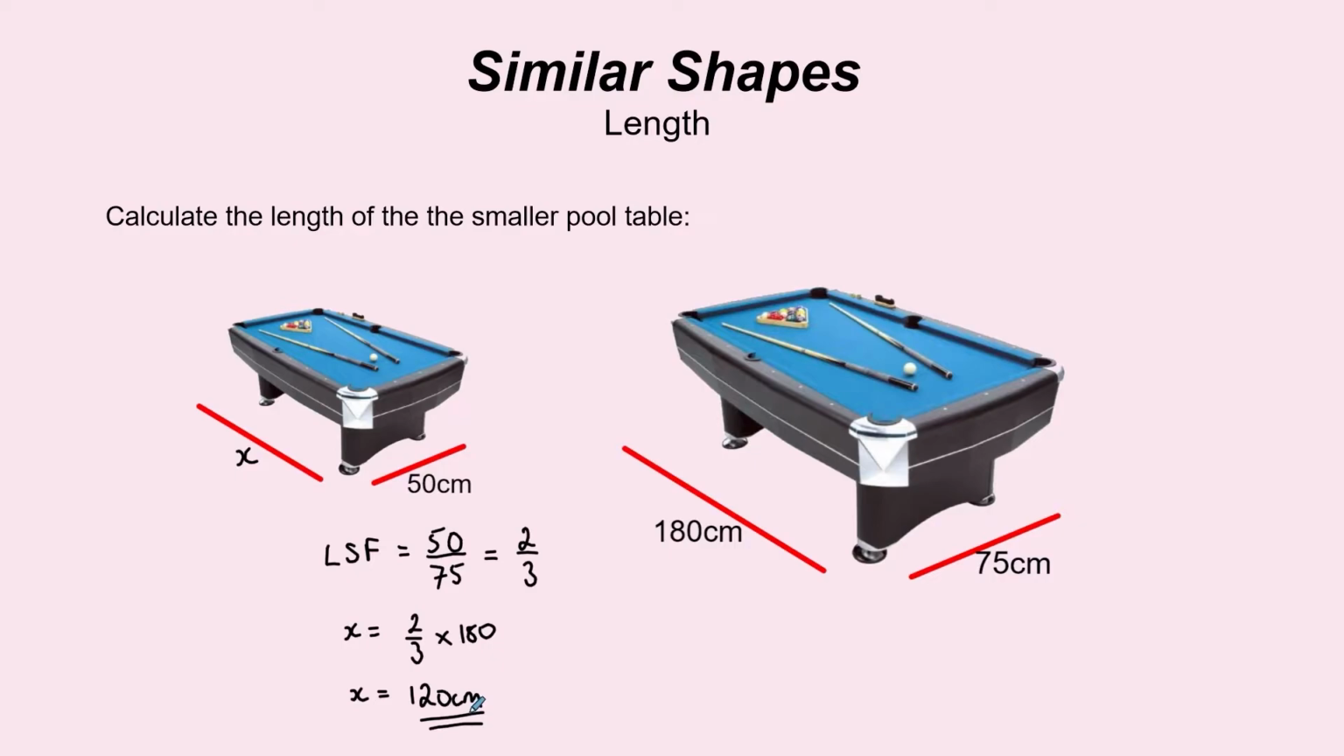The same kind of idea works for enlargement. You would just have the bigger number on top of the fraction at the very beginning. So that's how you deal with a length scale factor.